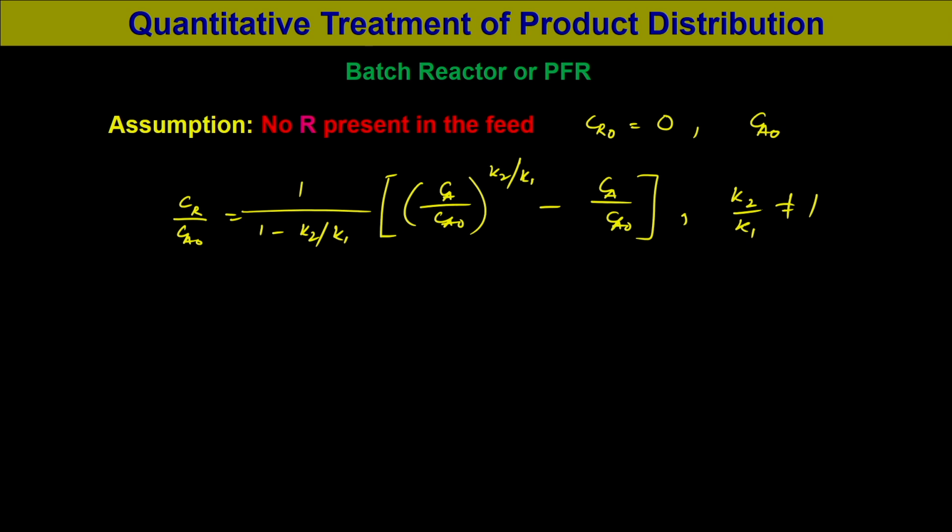So, for K2 by K1 equal to 1, we can write CR by CA naught is equal to CA by CA naught times ln of CA naught by CA, and this is for K2 by K1 equal to 1. So, these are the concentration profiles of R, or the relations between CR and CA.